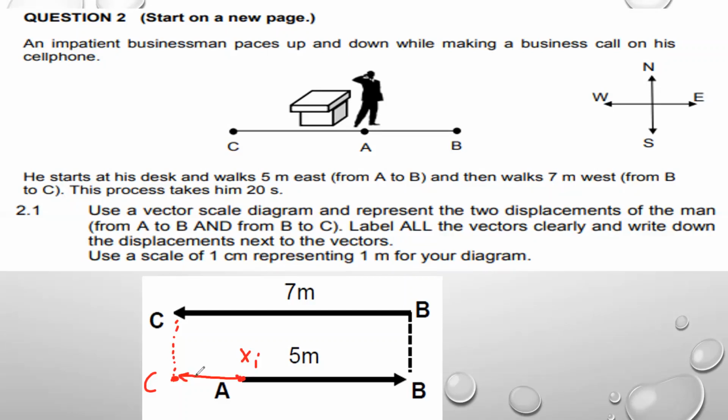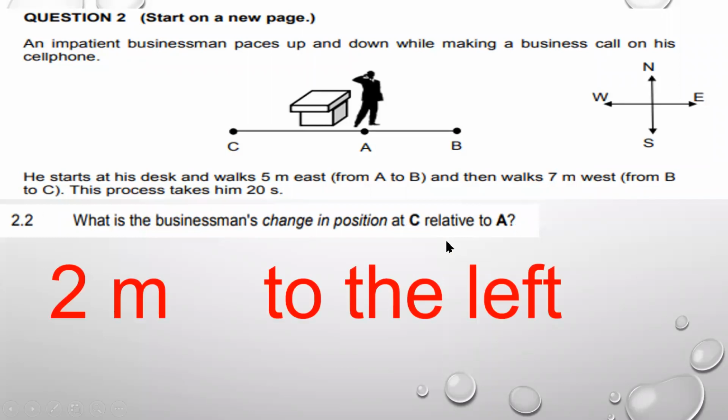As you see, A to C, this is our displacement from initial to final position. To see the direction of displacement, you draw from the initial position to the final position. 2 meters left, or 2 meters west, you can say.